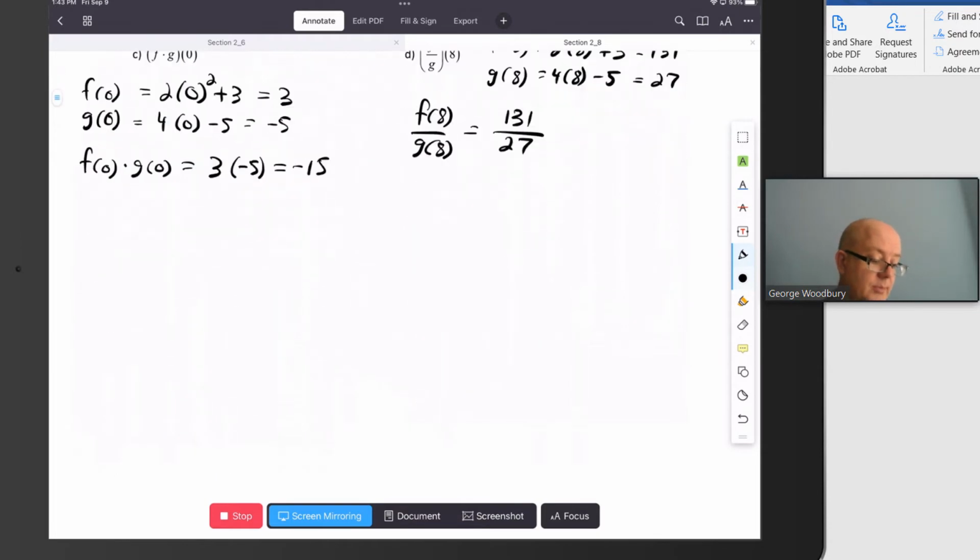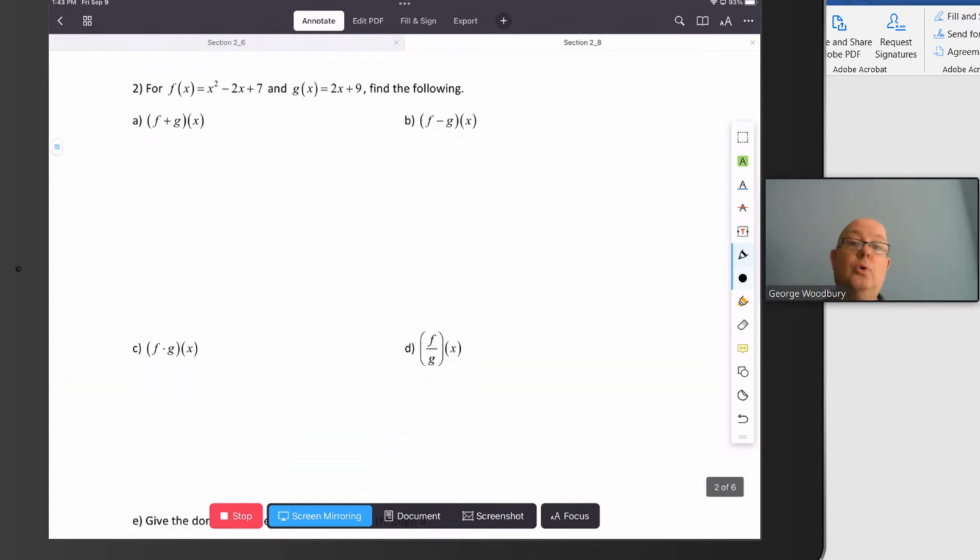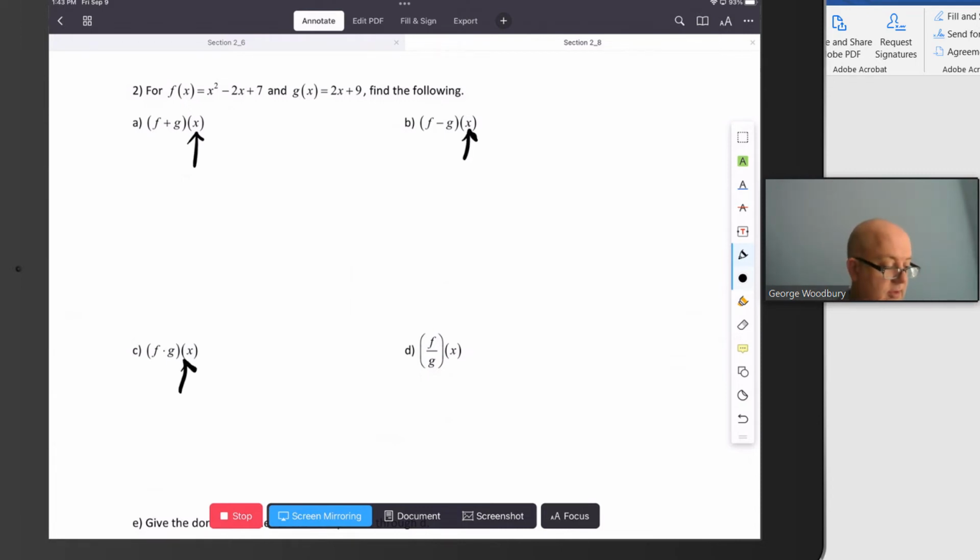In the second problem, we are going to work with those formulas and find the general function. Notice that it says f plus g of x, f minus g of x, f times g of x, and f over g of x, all the same. We're going to find the general formula rather than substituting in a value.